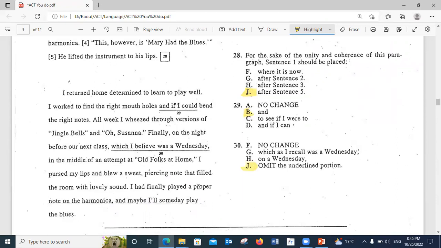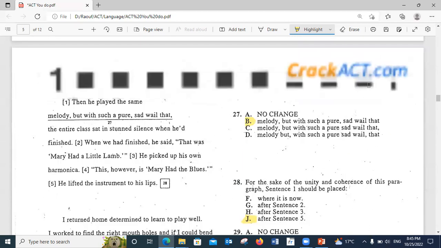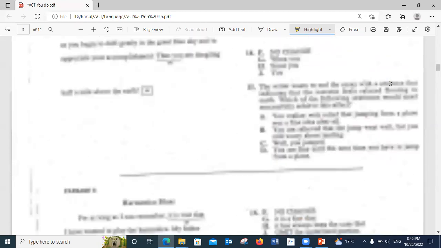Please count the right ones and chat box to me the number of correct answers you've got. There are 30 questions. Tell me how many correct answers you got out of 30. Let me check whether you're progressing. Of course you are, inshallah. I'm waiting for you guys to send me the number of correct answers you have got.